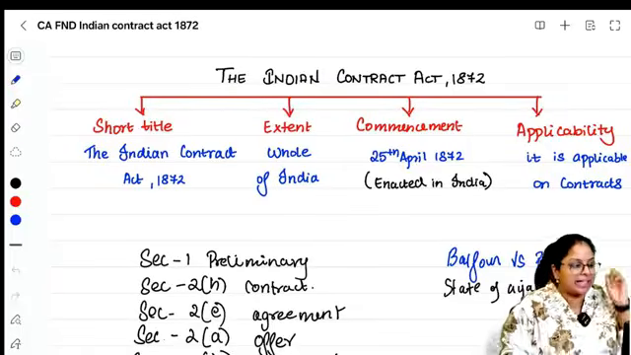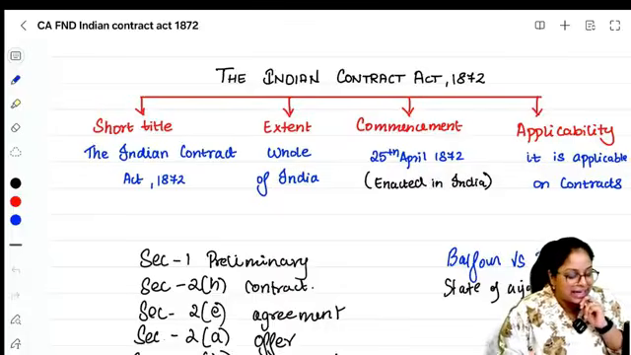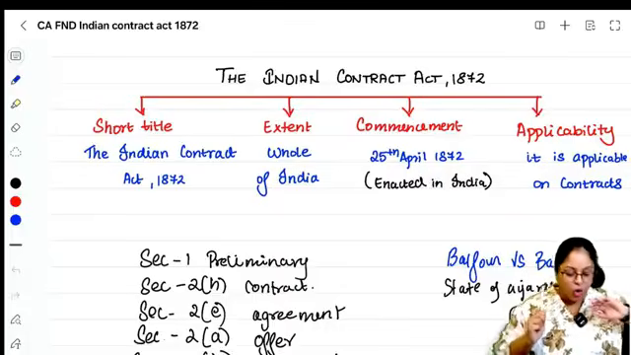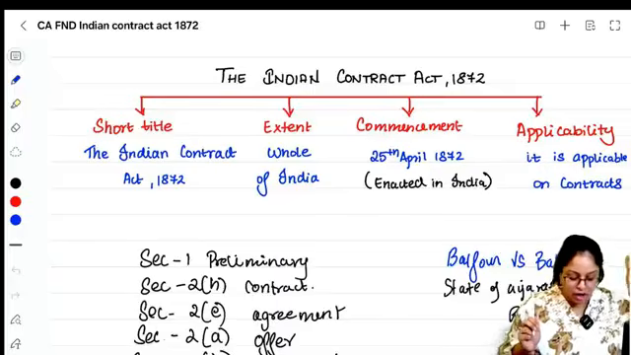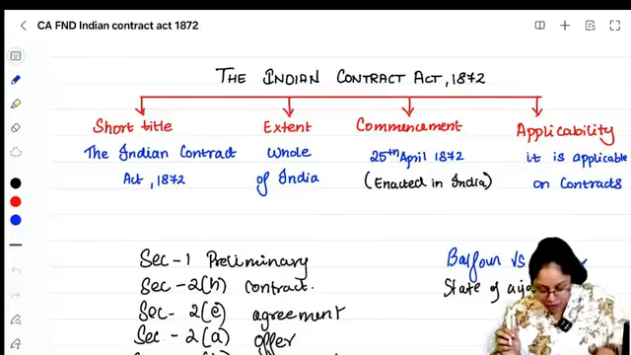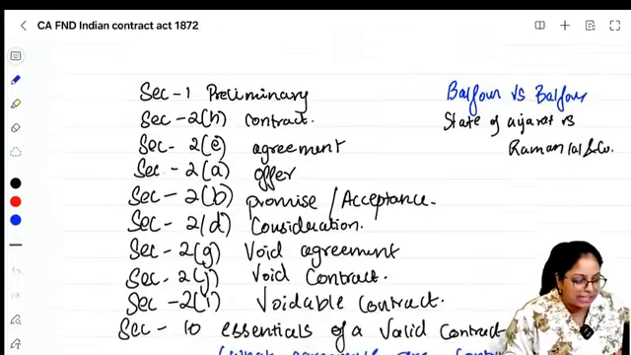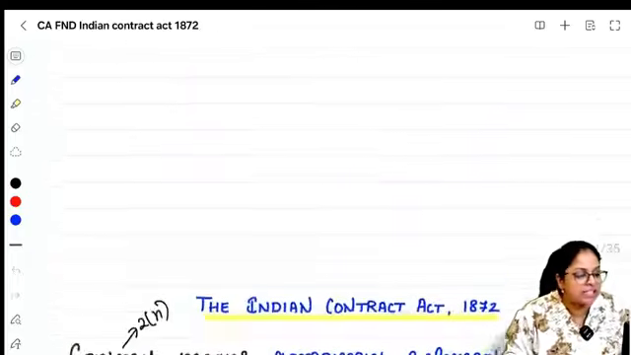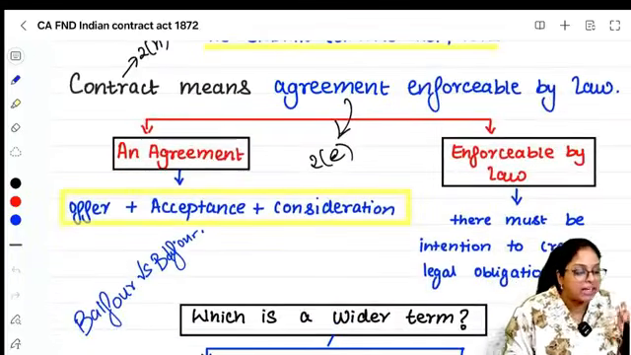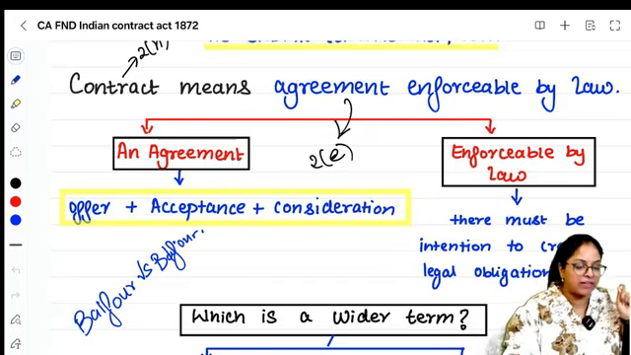The short title is the Indian Contract Act 1872. It extends to the whole of India. It started on the 25th of April 1872 and it applies to all the contracts. After that, what did we start with? The first section we studied was contract, which is 2H.